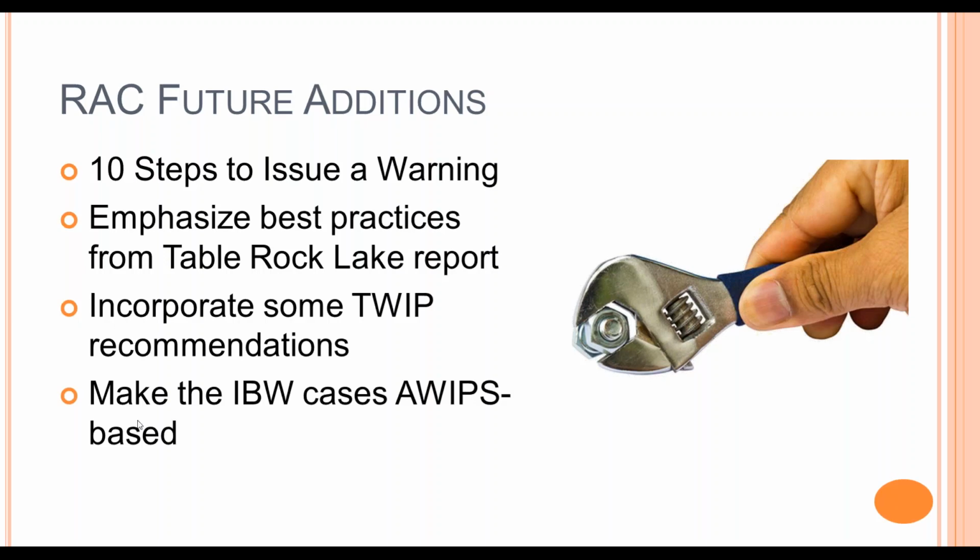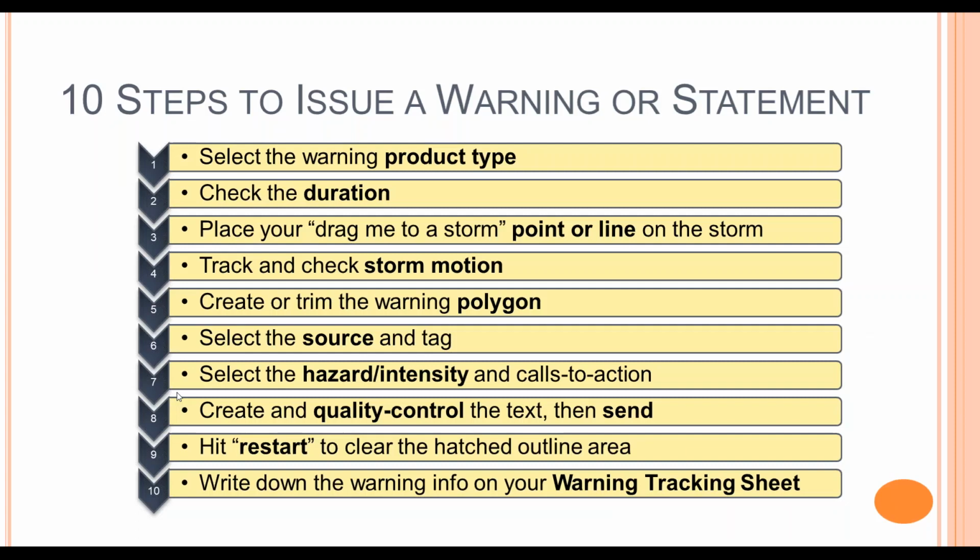So let's talk just a little bit more about that 10 steps I mentioned. We found when we were doing the workshops for the RAC course that breaking down the process of issuing a warning into steps was very helpful for those who were coming in through the RAC. And because we've developed a 10-step process, it probably makes sense to now teach that as well. So we're creating a module that specifically covers this 10-step process from beginning to end. And you can see the 10 steps listed here.